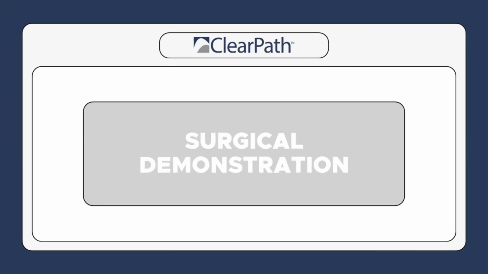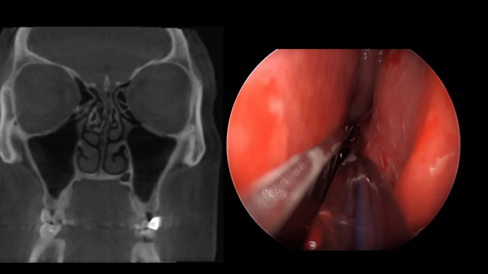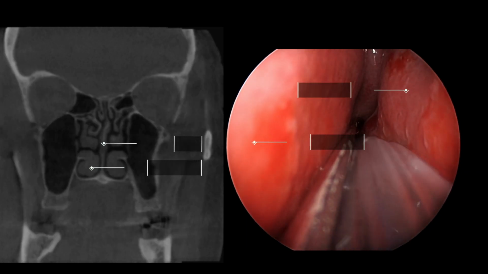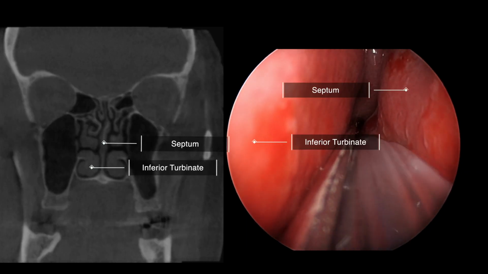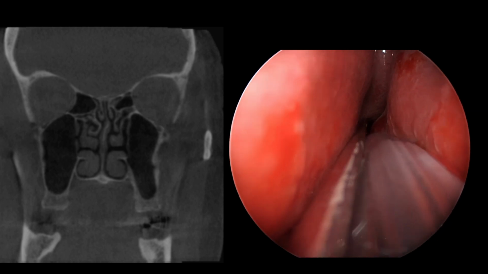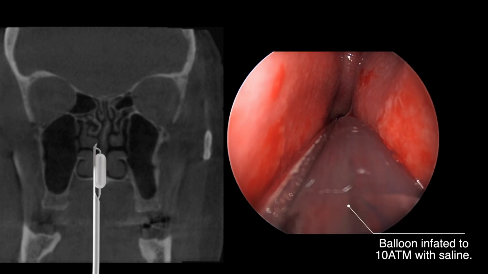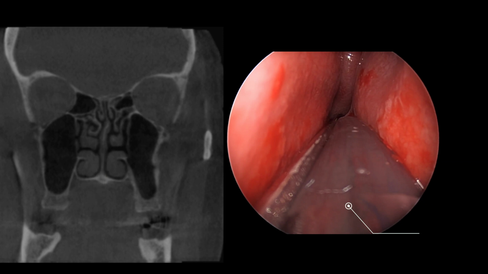We will lastly look at a brief surgical demonstration of the device. Please see our website for the full demonstration. The septum and inferior turbinates are outlined. Please note the position of the device is for reference only and is not an exact position.